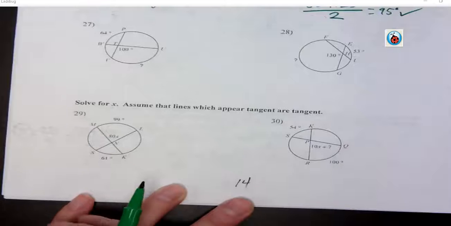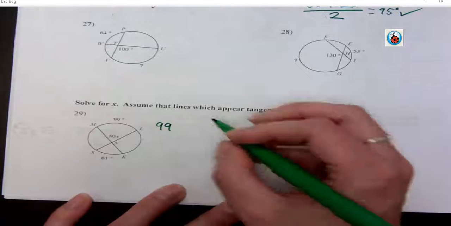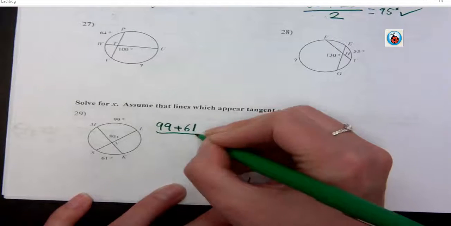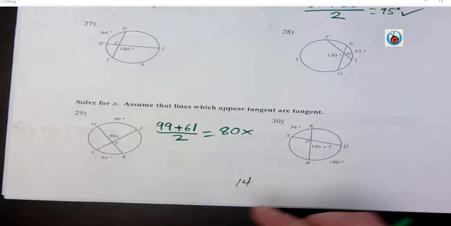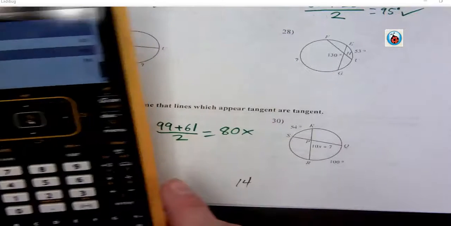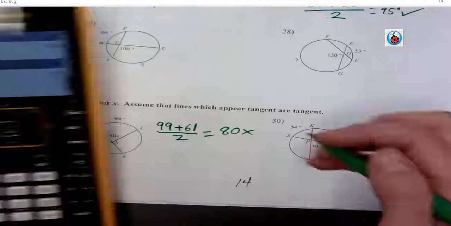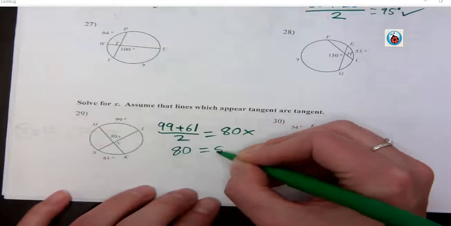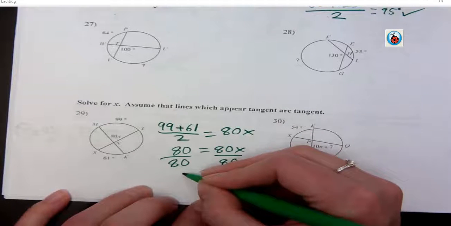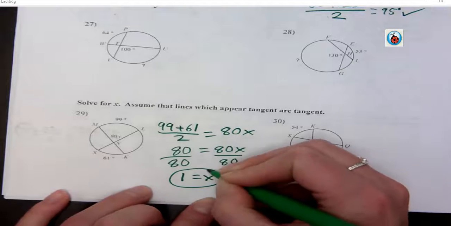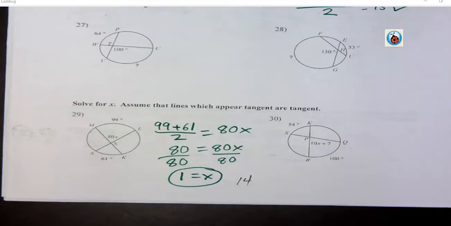And then we go to our very last one where x is involved. So I just set up 99 plus 61 divided by 2 equals 80x. I'm going to use my calculator to help me. So 99 plus 61 divided by 2 gives me 80 equals 80x. So I divide by 80 to get x equals 1. Alright, and go ahead and do problem 30, and you are finished for today.